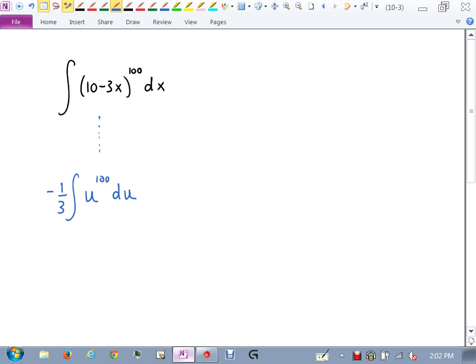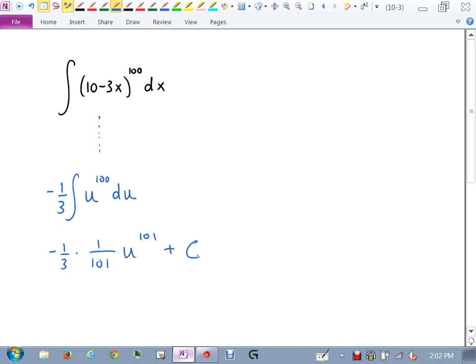Okay, the dot, dot, dot means you would still make the substitution. u is 10 minus 3x. You would solve for du or dx. You do all that, and you would just be replacing your u, right? The negative 1/3 would come out. So everything is exactly the same. The only difference is that it's u to the 100. That means your antiderivative would be what? 1 over 101, u to the 101 plus c? You see that?